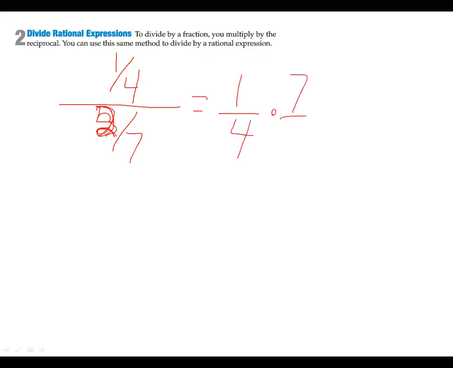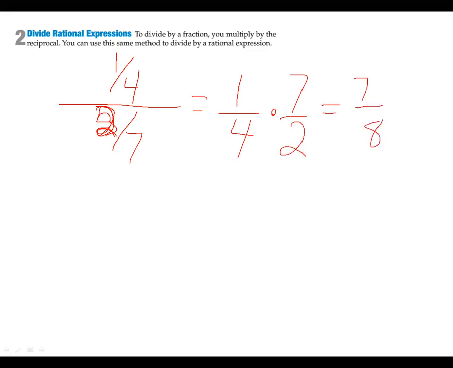So to divide by a fraction, remember, you just multiply by the reciprocal. We'll do the same exact thing when you divide by rational expressions. So if you had 1/4 divided by 2/7, you would simply do 1/4 times 7/2, multiply by the reciprocal, and then multiply straight across: 7/8.